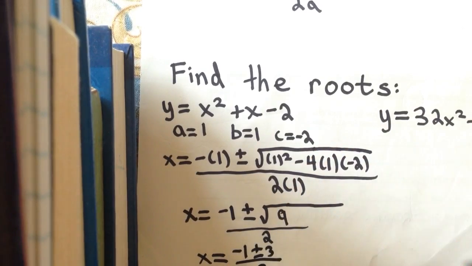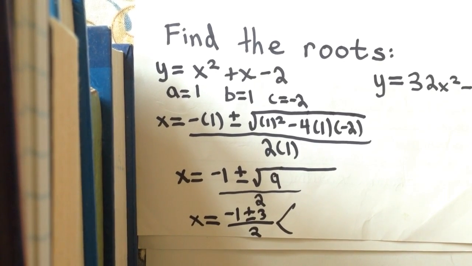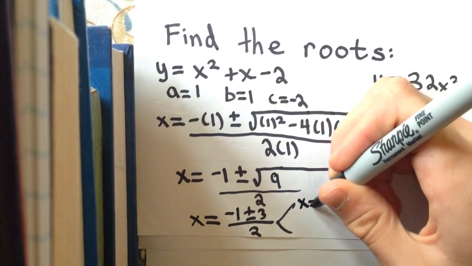So now we have two answers from here. We can assume that the value is using the positive of 3, or we can assume that the value is the negative of 3. So let's start with the positive. If we're using the positive value, it's going to be negative 1 plus 3, which is 2, divided by 2, which is 1. So x is equal to 1.